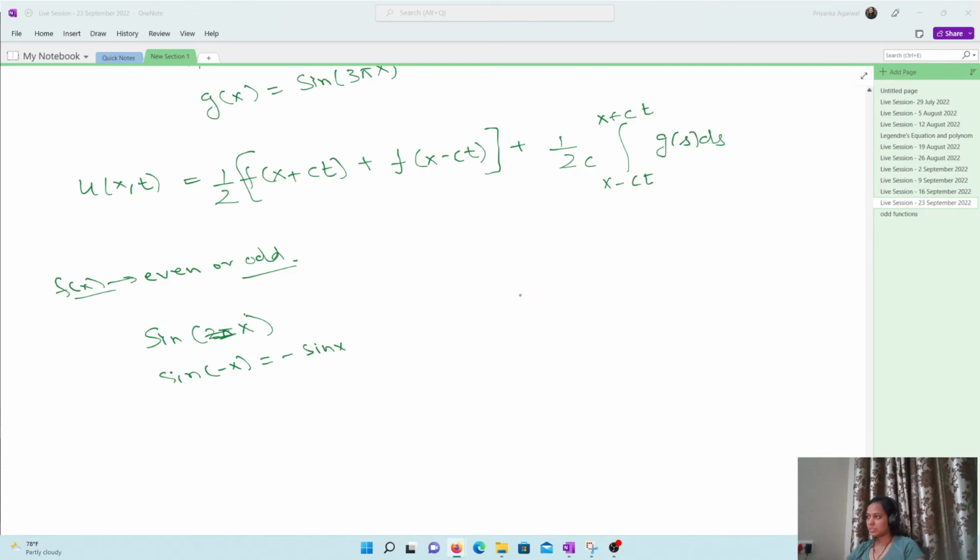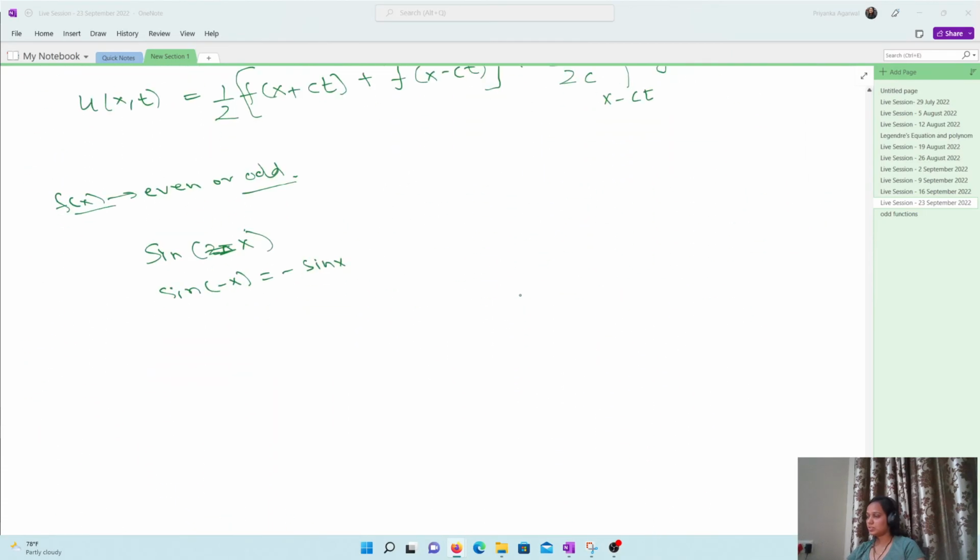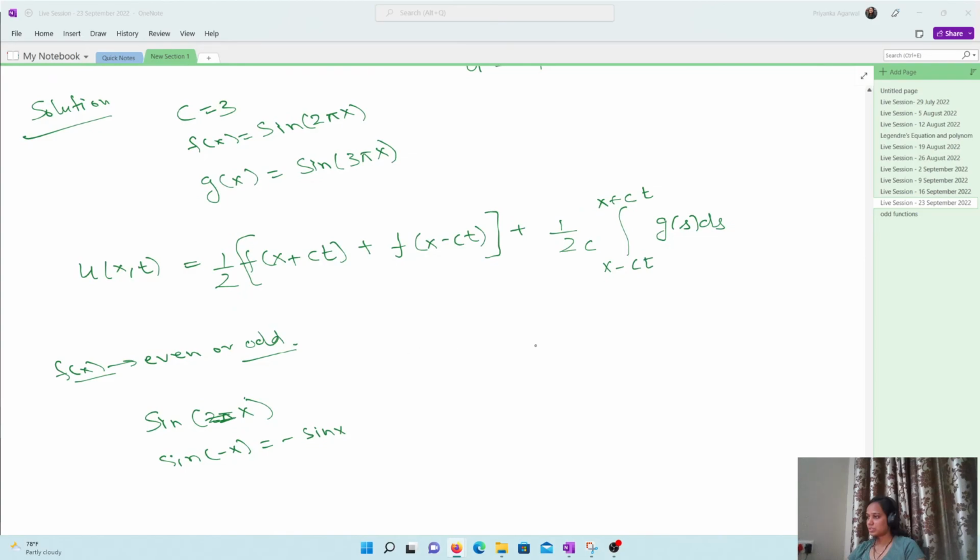So we are also given the bounds of x, which is between 0 and 1. So x lies between 0 and 1. So x + ct would lie between ct and 1 + ct, where c is equal to 3. So x + ct lies between 3t and 1 + 3t.